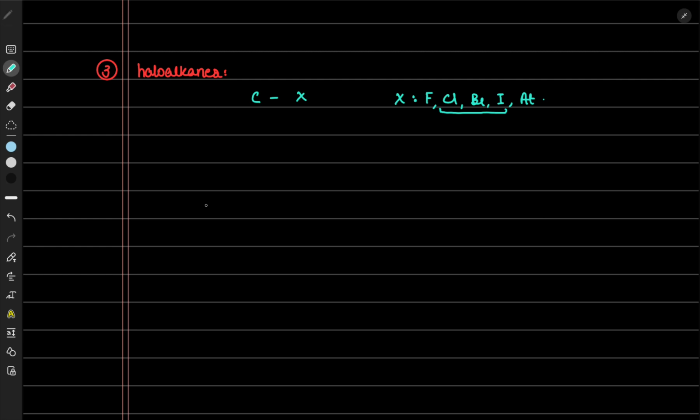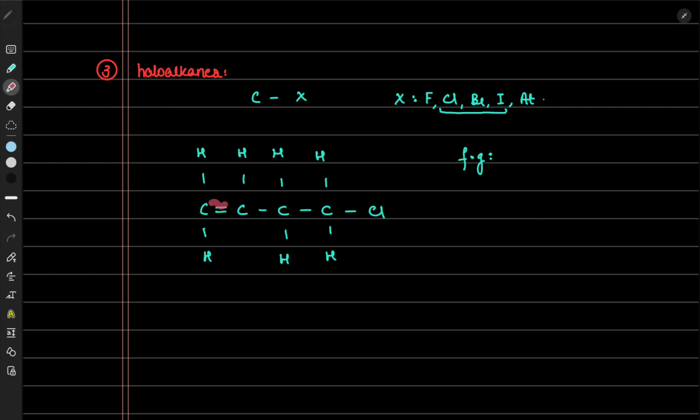So let's say I give you this compound: carbon, double bond, carbon, bonded with a single bond to carbon, then a single bond to carbon, right? And let's say this is a chlorine, and the rest of them are hydrogens. What you need to do is identify the number of functional groups this compound has. So number one, let's see how many functional groups this compound has.